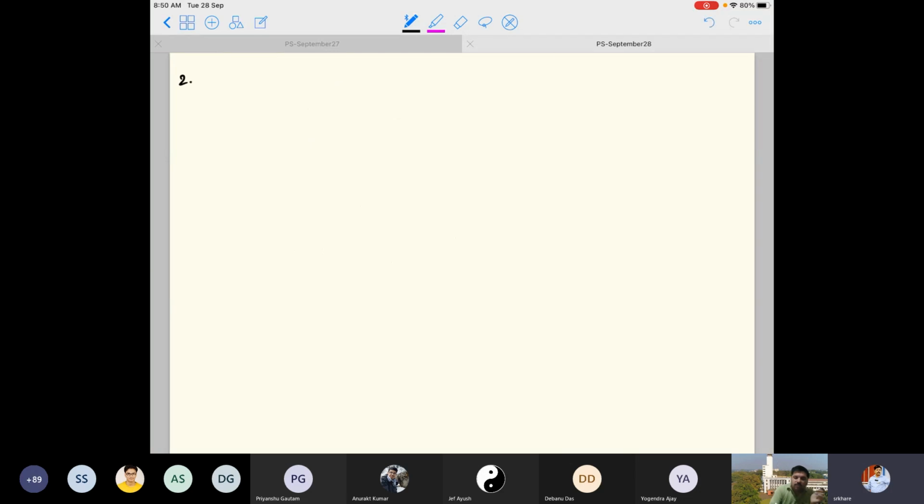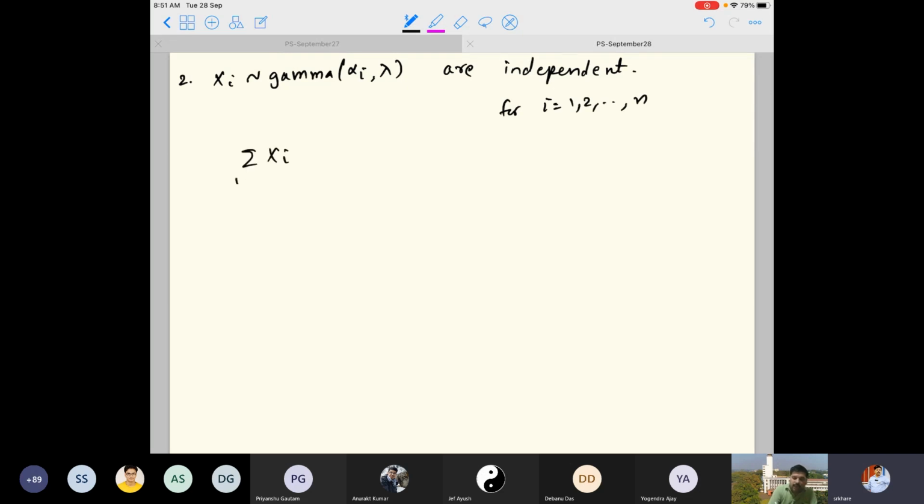Then the second thing that we saw is that suppose Xi are gamma with alpha and lambda as its parameters, and they are independent, for i equal to 1 up to n. Then what is summation Xi, i from 1 to n? It will again follow gamma density. The first parameter is summation alpha i, and the second parameter is lambda, right?